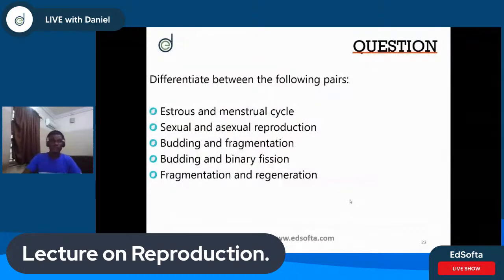Complete change. So these are the following questions that go in pairs: prevention of menstrual cycle, sexual and asexual reproduction, budding and fermentation, budding and binary fission, fermentation and regeneration. So far so good. We'll be able to cover some topics on reproduction, and we'll be coming back in the next 20 minutes.